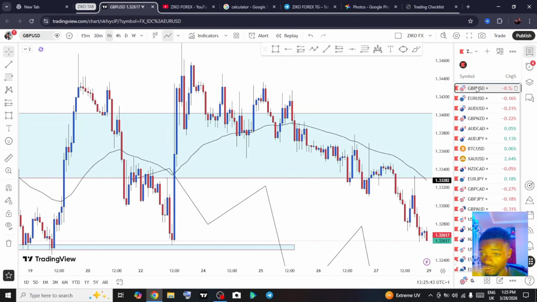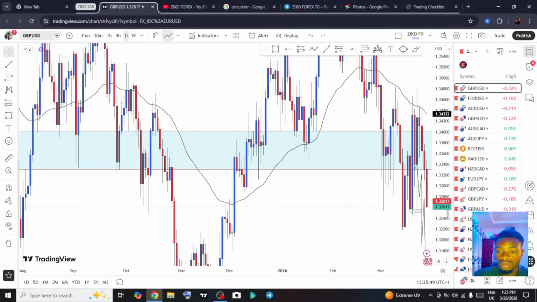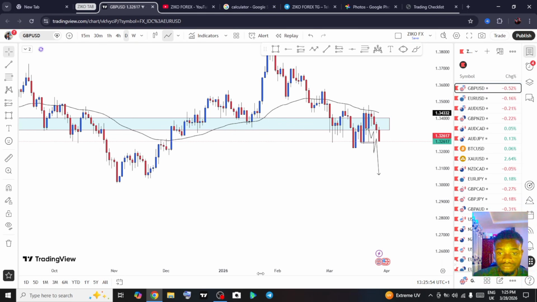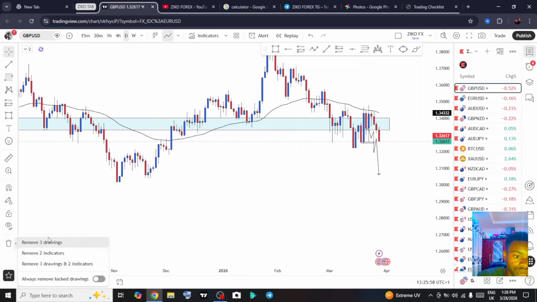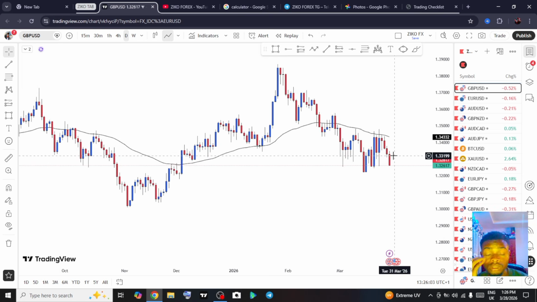So let us see what we have for this new week. All right, so we start by deleting everything. GBP USD, we'll delete everything and see the actual market structure right now, right?